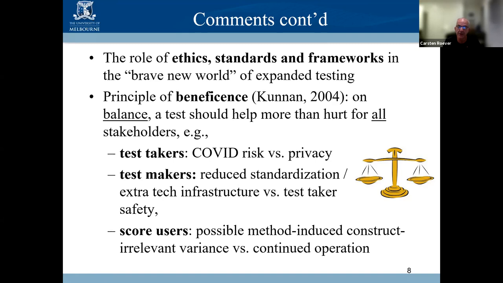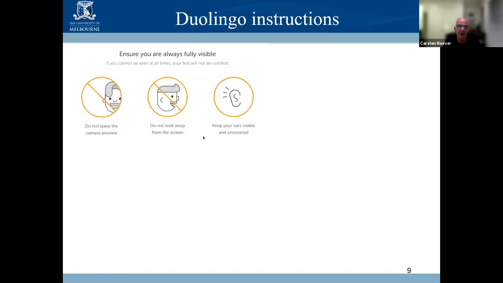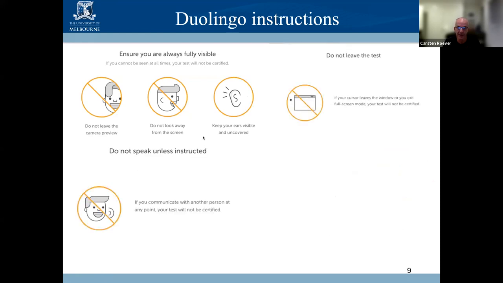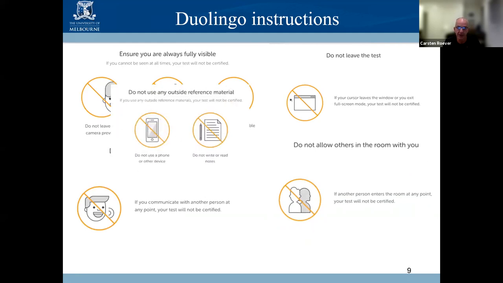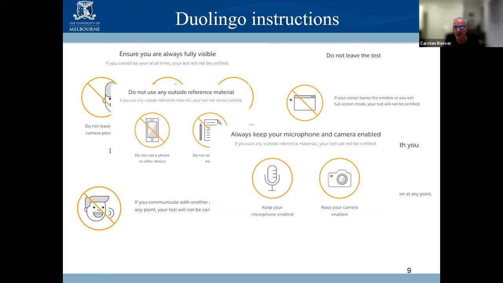This is what happens if you want to do the Duolingo test. These are the screens that you get. Ensure you're always fully visible. Do not leave the test. Do not speak unless instructed. Do not allow others in the room with you. Do not use outside reference materials. Always keep your microphone and camera enabled. You have to follow 6 pieces of instruction here. Otherwise, if you miss one of those, your test will be invalid.